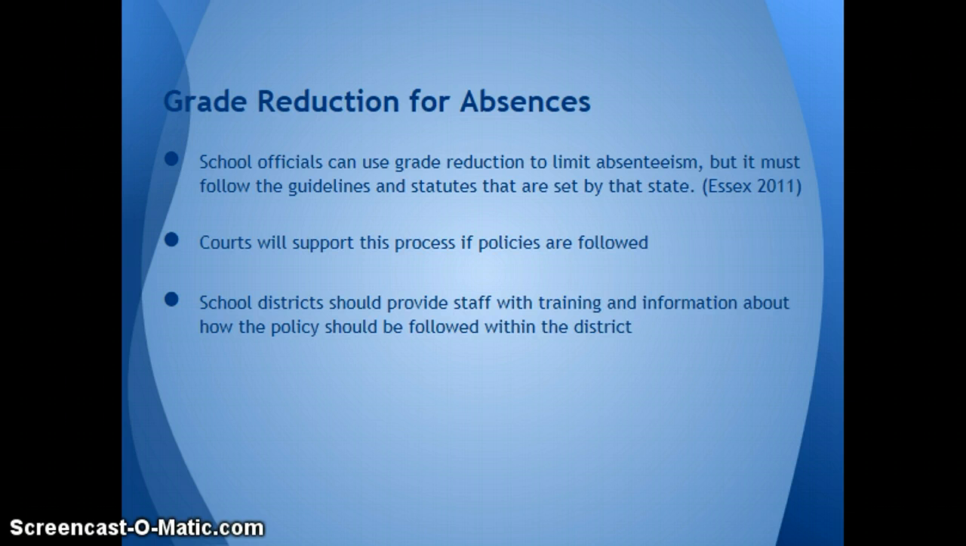Within each school district, administrators should provide the staff with proper training and information about how the policies should be followed within that district, and also exactly what those policies are, and how to follow each policy individually.